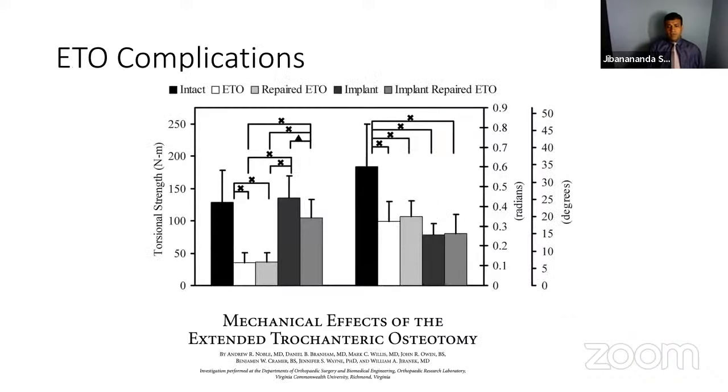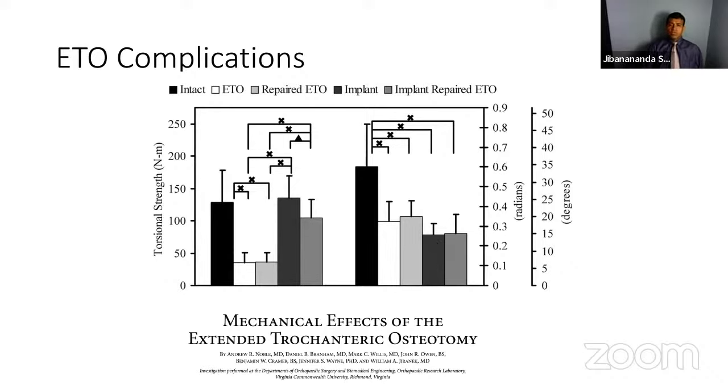This is a paper published from our university where we compared intact femoral specimens with and without ETO, then a repaired ETO, and then after the implant was put. As you can see, you never achieve the strength you have in a normal femur. The implanted non-ETO femur is obviously the strongest, but you never reach that even if you repair it. It's always low, almost 74% strength, not 100%.